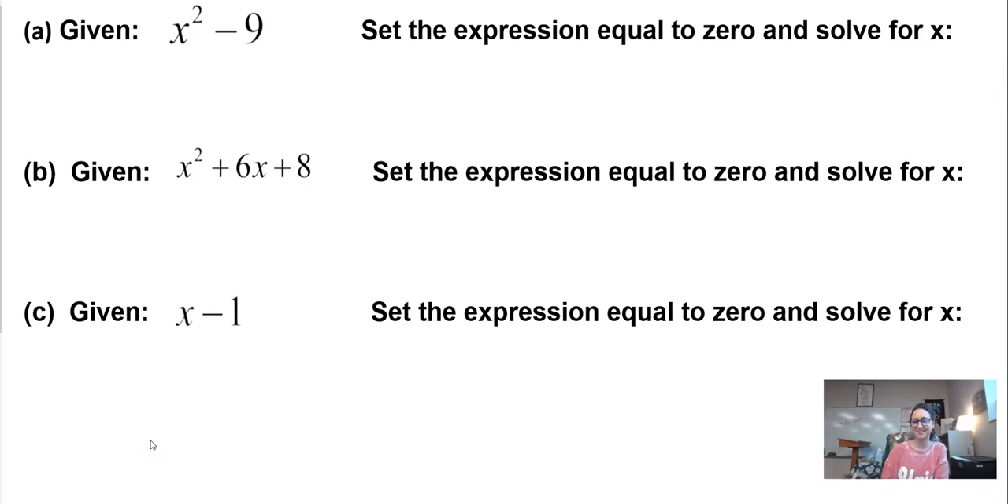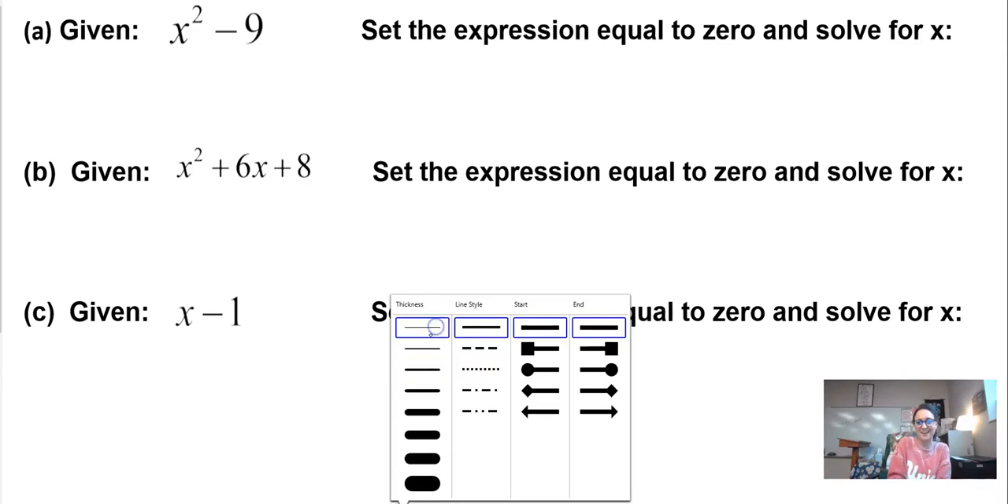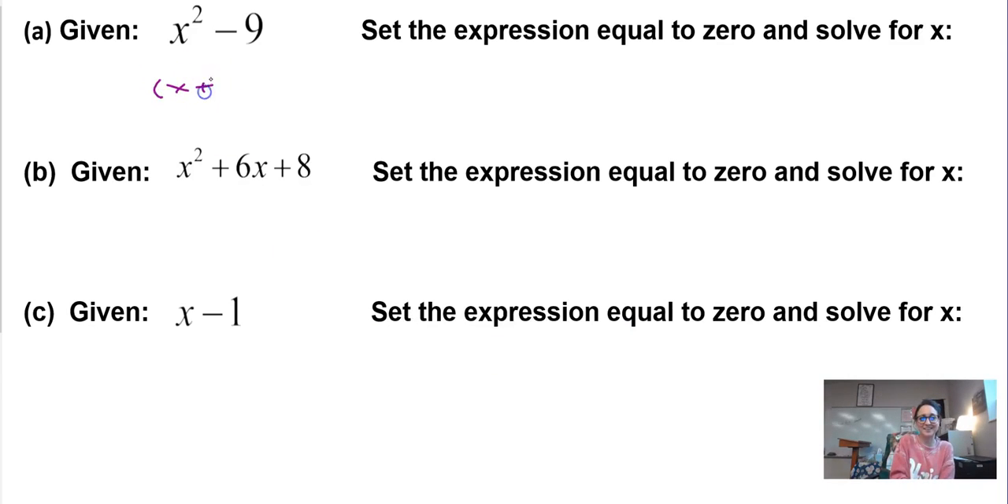Can you just please copy the three expressions I have on the left? All right, so for each of these three, we would like to set them equal to 0, okay? But what I would like for you to do is factor them if they are factorable. So for example, x squared minus 9 can be rewritten as x plus 3, x minus 3. So if I set this equal to 0, then I would get x equals negative 3 and positive 3, okay?